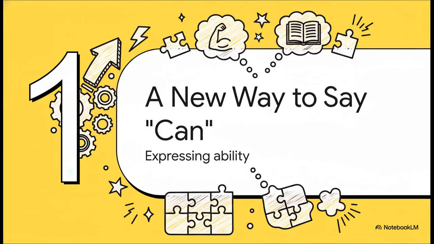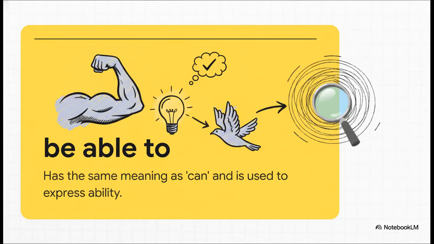We're going to look at a really powerful alternative for talking about your abilities, something that goes way beyond just using the word can. So, what's the big deal here? Well, at its core, it's actually pretty simple. The phrase be able to means the exact same thing as can. It just talks about ability. But, and this is a big but, it's way more flexible.